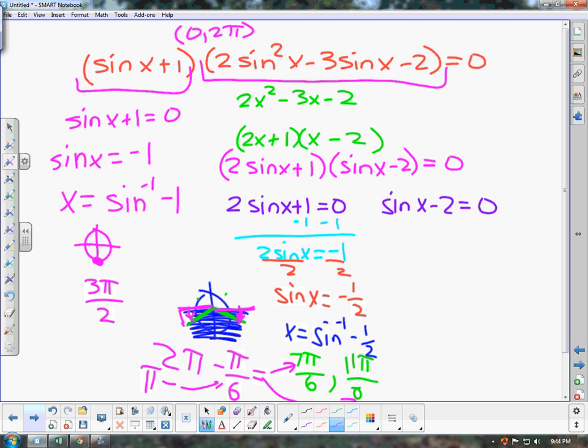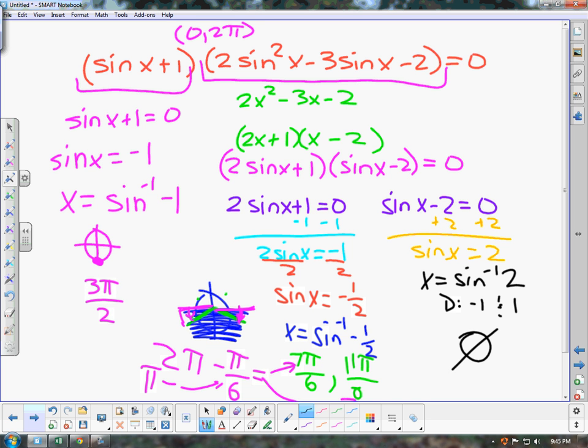Okay, then this last one. If we're going to solve this, we would add 2. Sine of x equals 2. Then we want to get rid of the sine, so we inverse sine of 2. Now, by your rules of inverse sine, the domain for that has to be between a negative 1 and positive 1. 2 is not in that interval, so therefore there are no answers to that one. And so we have 3 answers to our equation. And there we have it solved.